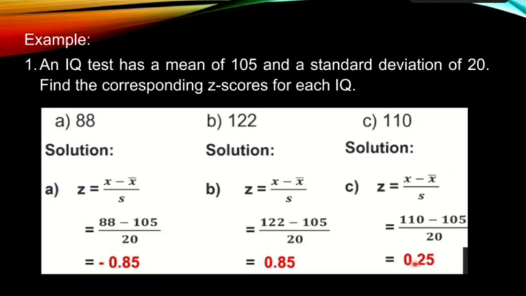Next is letter C. Ang value naman po na given is 110. Z equals 110 minus 105 divided by 20. The z-score is 0.25. Same sa letter B, it is also positive. So it is above the mean.